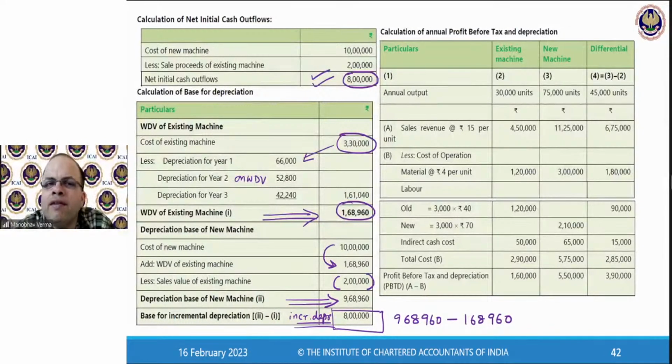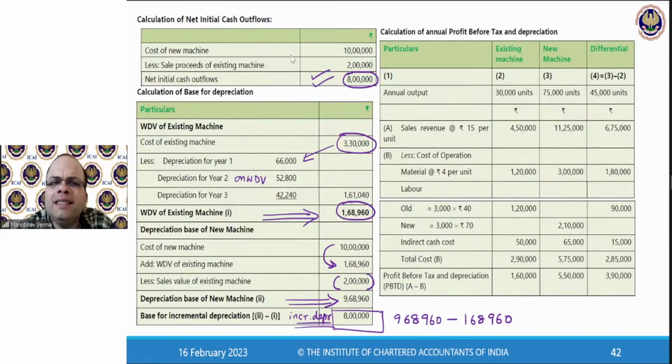One can argue, sir, why can't we take that 8 lakhs directly from the initial outflow? I think shortcuts may be dangerous at times. So it's better that you compare by calculating the depreciable base in the existing scenario and in the new scenario. Want a quick confirmation? Everyone doing okay right now? Great. Okay, now let's move to the right hand side here.